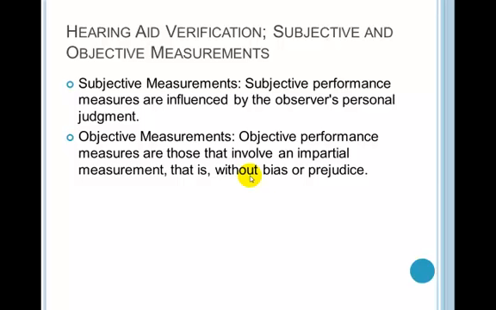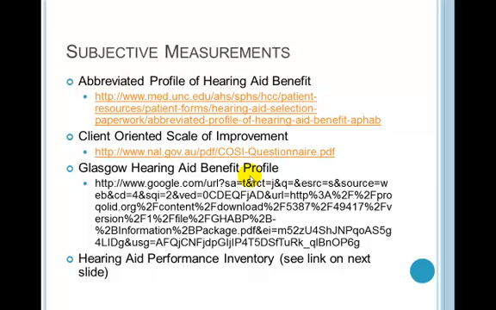We have subjective and objective measurements, and we have these in verifying hearing aid fittings. I'm going to mention the 4 most popular subjective measurements, and I've given you a website on each of them.